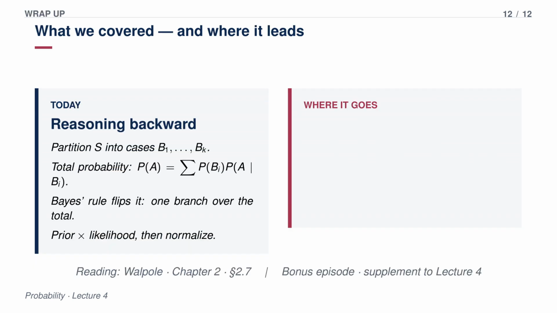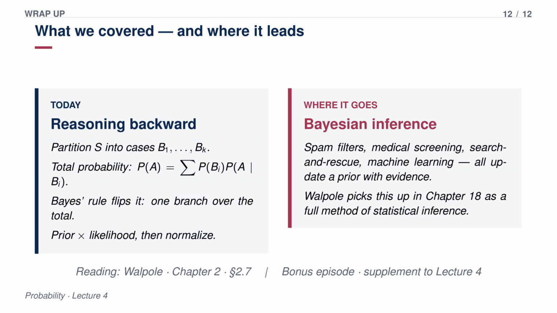We partitioned the sample space into cases, totaled an event across all of them, and then flipped the tree to ask which case the evidence points to. Partition, total probability, Bayes, prior times likelihood, then normalize.